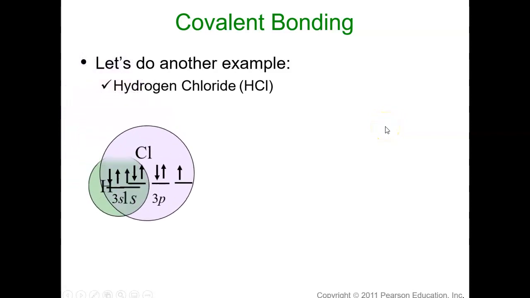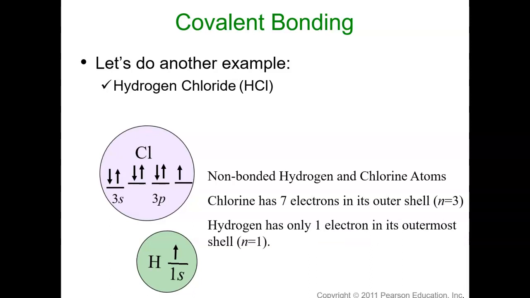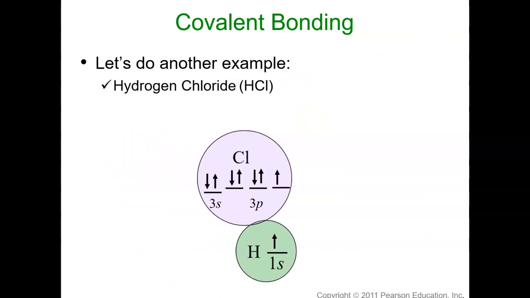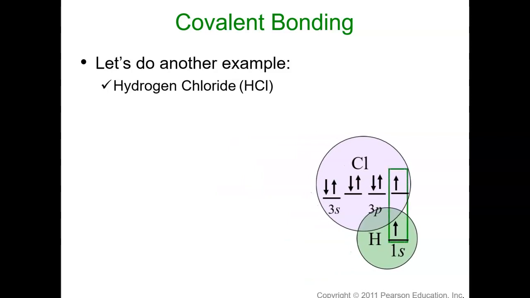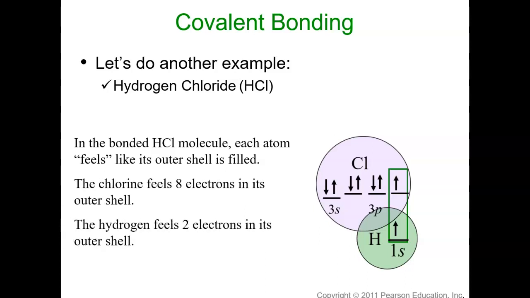Let's do HCl. So chlorine is in group 7, right? It has 7 valence electrons. Hydrogen is group 1, has 1 valence electron. So chlorine needs 1 more electron. Hydrogen needs 1 more electron. So if they both need 1 more electron, you probably figured out, what are they going to do? They are going to share. So each of these atoms feels like its outer shell is full. So chlorine thinks it has 8, and hydrogen feels that it also has 2, but in fact, they're actually sharing.